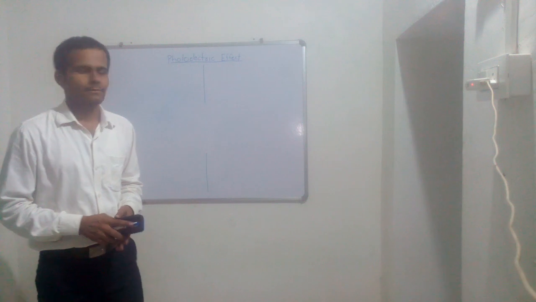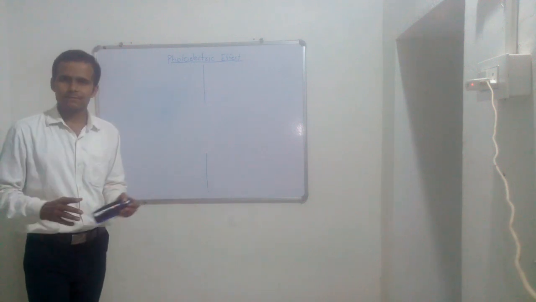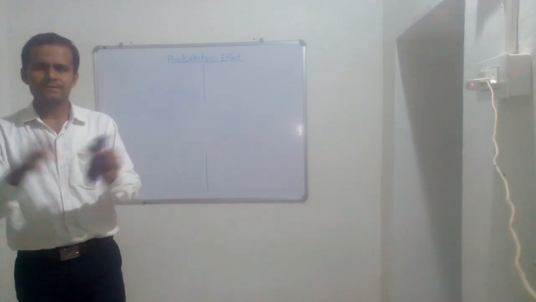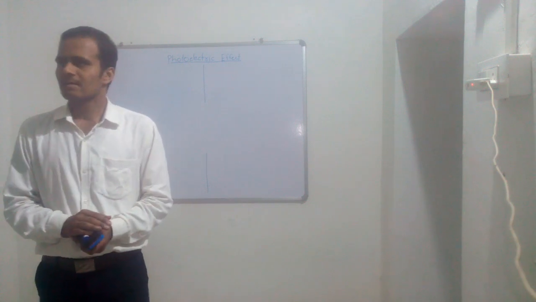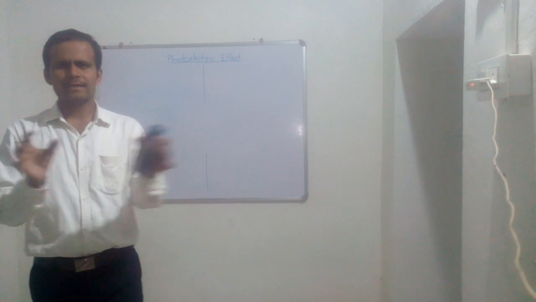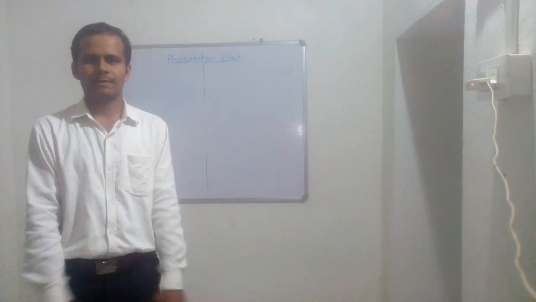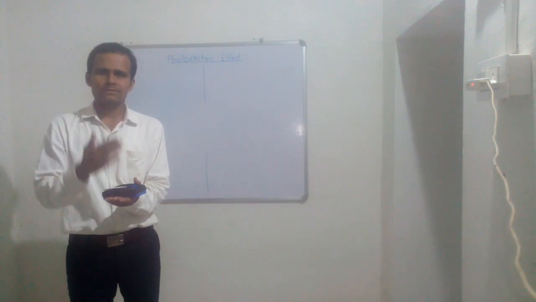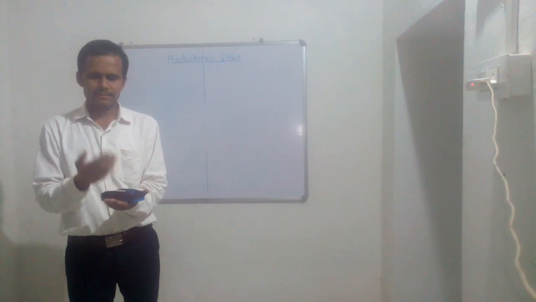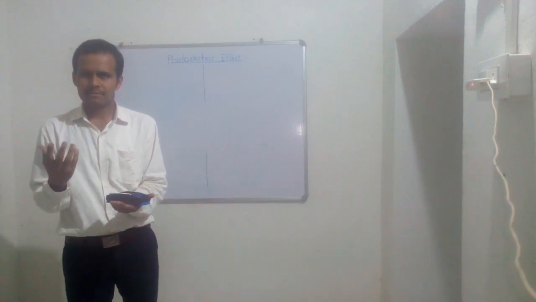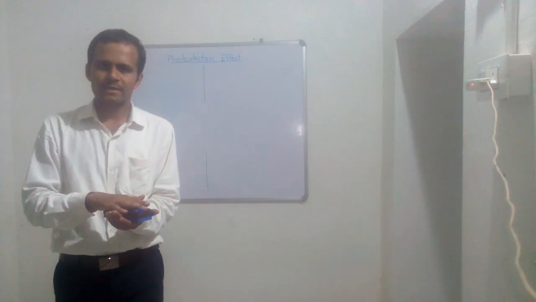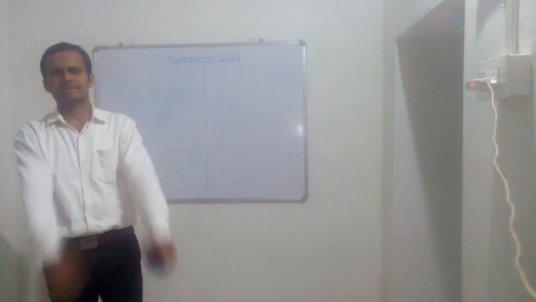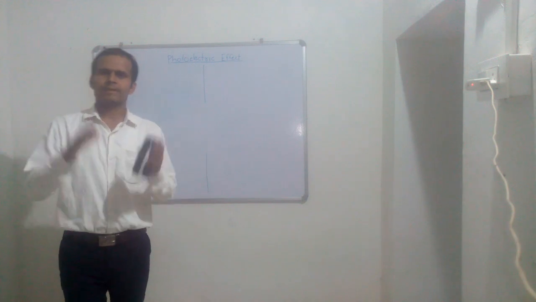Today in this video I will explain the photoelectric effect. Now the first thing is, what is this photoelectric effect? The photoelectric effect is a very interesting natural phenomenon where, when light falls on a metal, electrons are emitted from it. When light is incident on the surface of a metal, electrons are ejected from the metal, and this concept is known as the photoelectric effect.